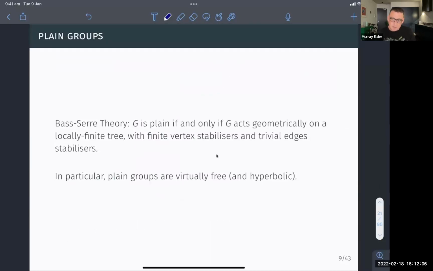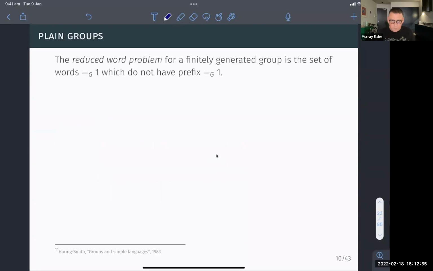All right. So Bass-Serre theory tells us that a group is plane if and only if it acts geometrically on a locally finite tree, with a graph of groups with finite vertex stabilizers and trivial edge stabilizers. Whereas a virtually free group is the same thing, but it has finite vertex stabilizers and finite edge stabilizers, or the graph of groups has just finite groups labeling all the vertices and edges. So that's the difference at the level of Bass-Serre theory. We use that in our proofs, but I won't be using it explicitly in the talk. In particular, we can see from that that plane groups are virtually free and hyperbolic. So we're in that world.